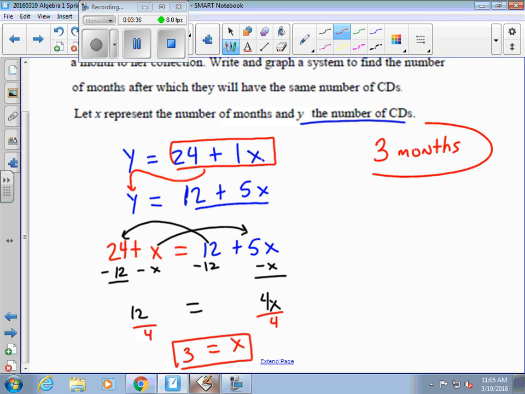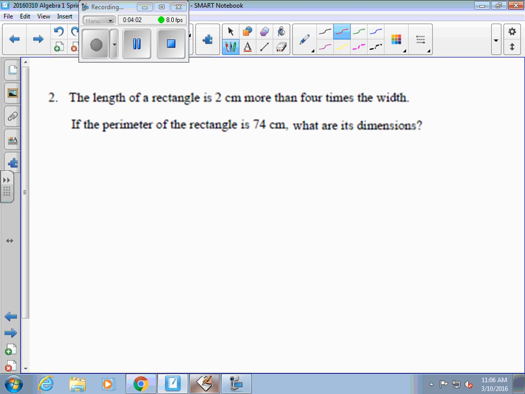Now, the question didn't tell you to go further than that, but if you did, you could find out how many CDs they'll both have in 3 months by plugging 3 back in. Tom's is probably easier because you only have to multiply it times 1. 3 times 1 is 3, and 24 plus 3, you would have gotten 27 CDs. In 3 months, both people will have 27 CDs. But 3 months answers the question that was asked.